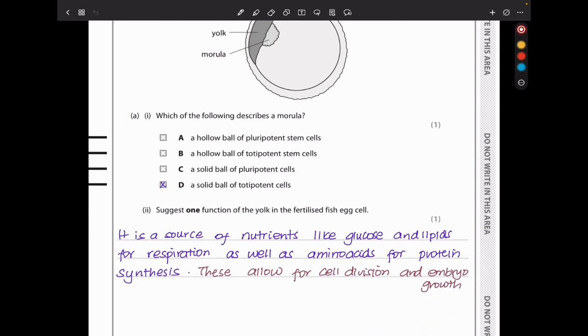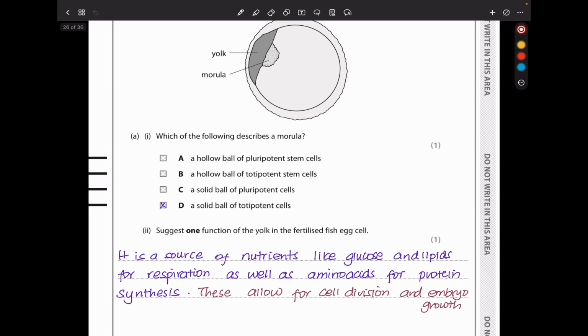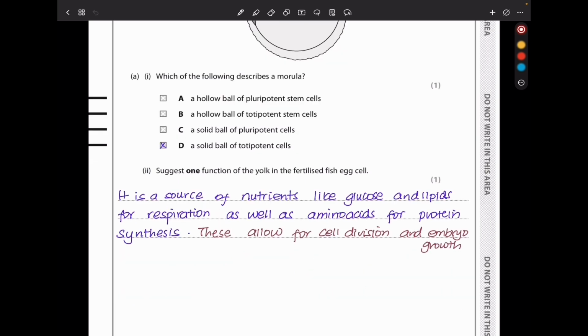They say, which of the following describes a morula? A morula is going to be a solid ball of cells, but this is going to be all totipotent, so the answer should be D. And next they say, suggest one function of the yolk in the fertilized fish egg cell.